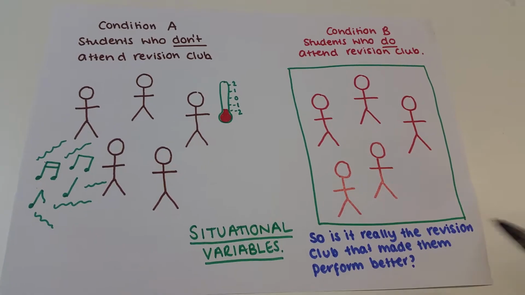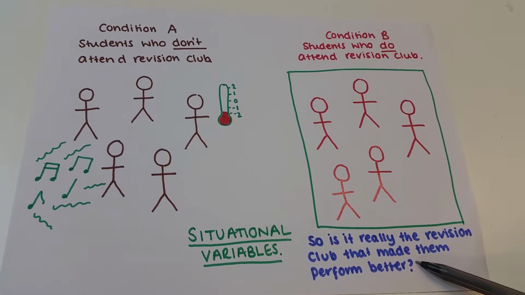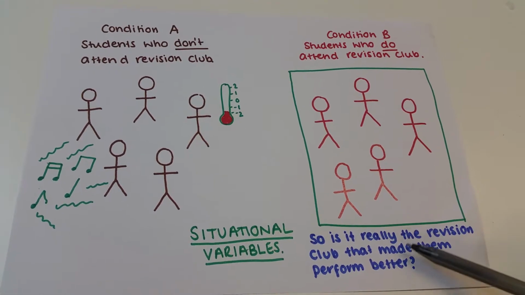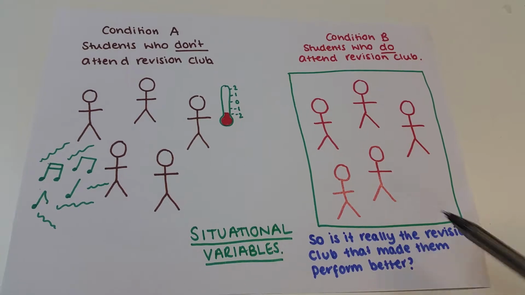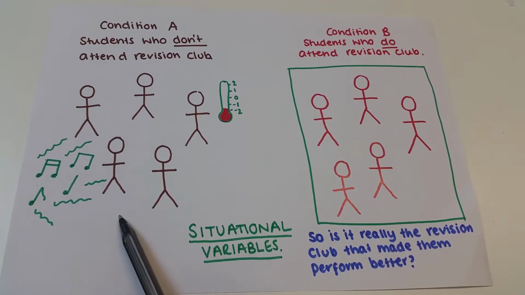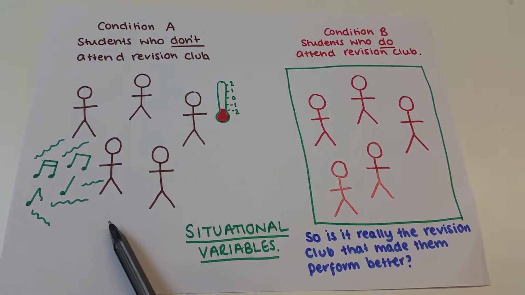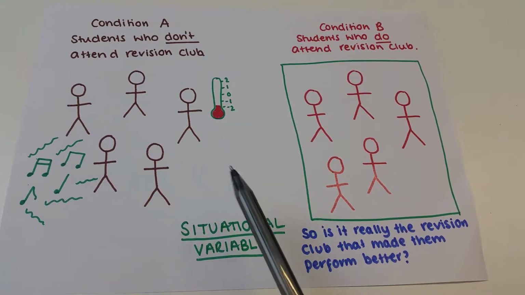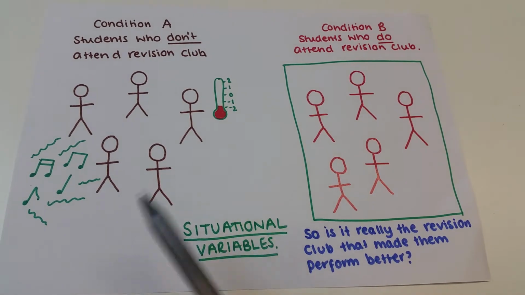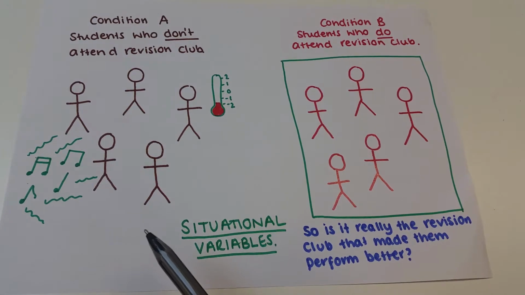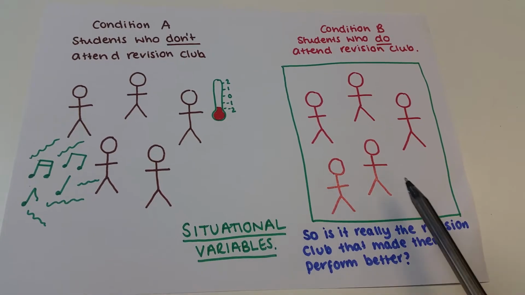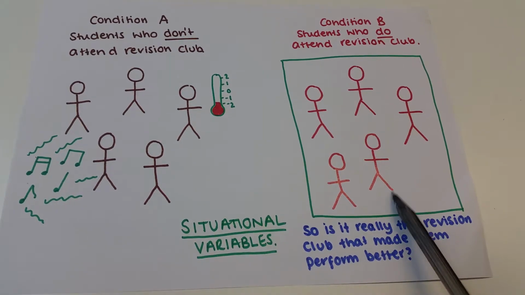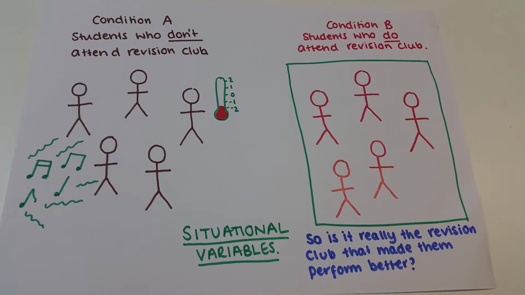Now, I can't say with 100% assurity that because those students went to revision club, that was the reason they did better. Because it might be that these students didn't do very well in their test because it was too noisy and the temperature was way too low, so they couldn't concentrate. So that might have been why they did poorly in condition A compared to condition B. So, what do I do about that situation then?